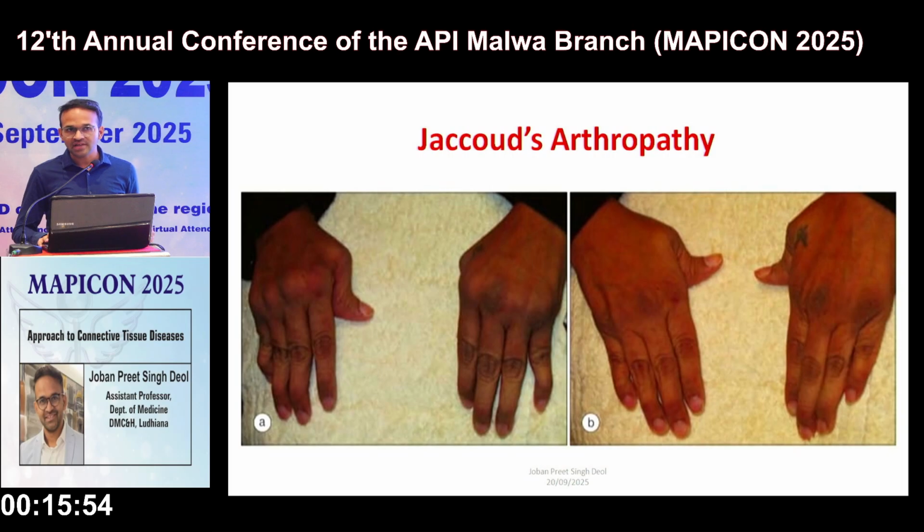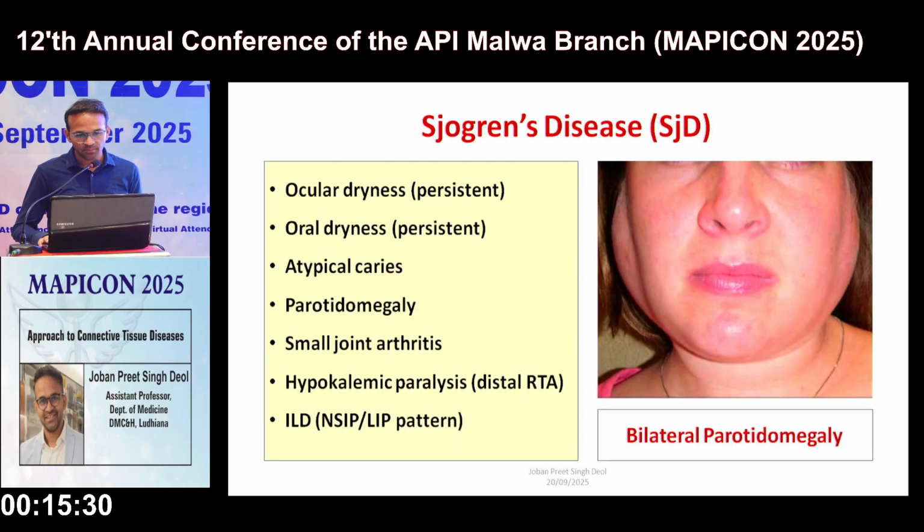Then this is Jaccoud's arthropathy. If you look at the first image, there is very deforming arthritis. The patient has swan neck kind of deformities. But the moment you ask this patient to keep their hands flat on a surface, these deformities tend to disappear. Such deformities which are reversible are called Jaccoud's arthropathy, and it is very much seen in CTDs, not only in SLE but in other connective tissue diseases as well.